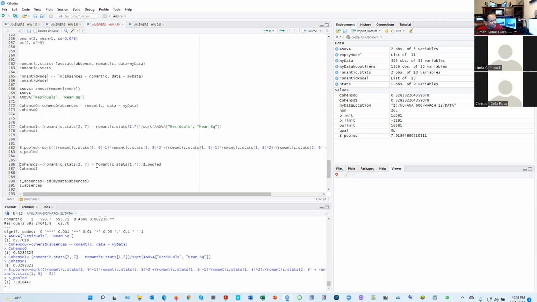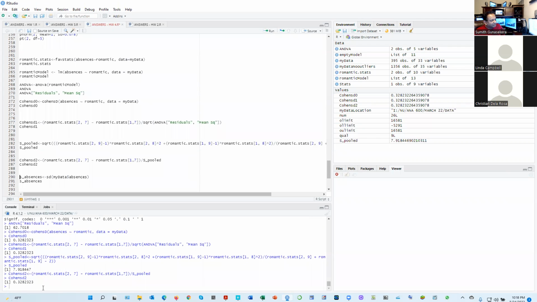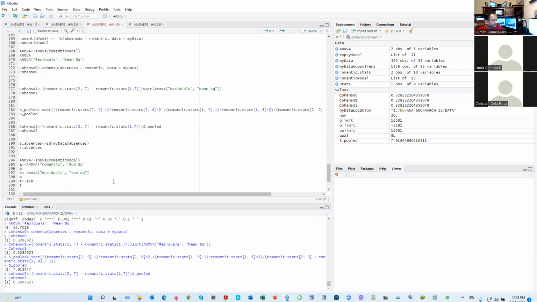That means the mean. Yes people mean minus no people mean divided by the spool. 0.328, same number. Same number.